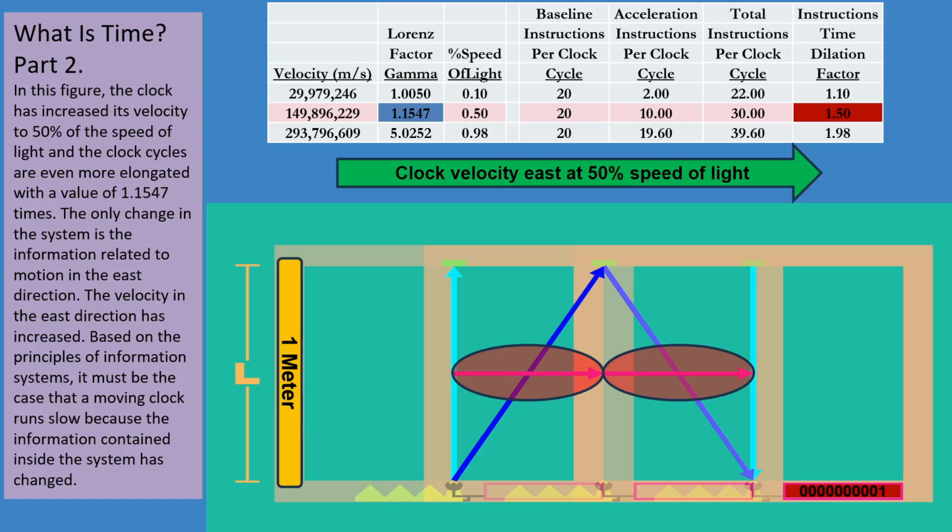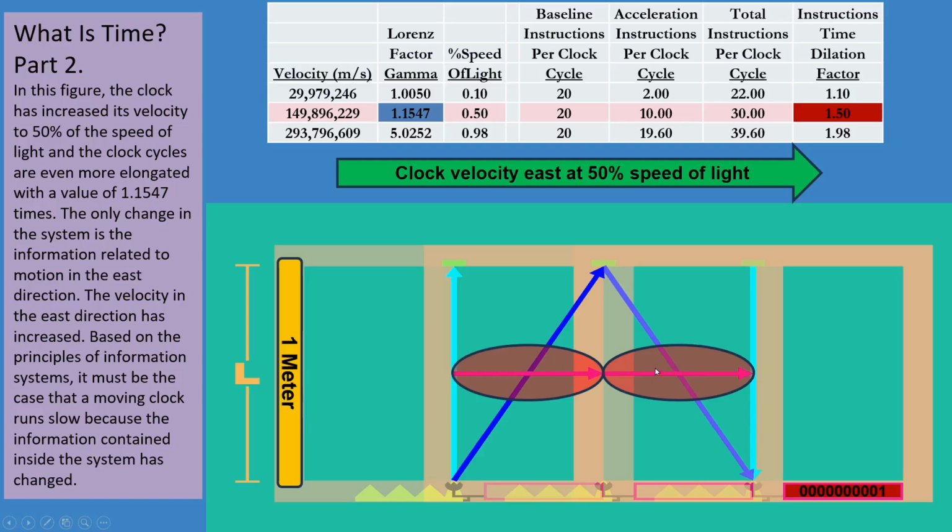Based on the principles of information systems, it must be the case that a moving clock runs slow because the information contained inside the system has changed. Now that the velocity of the clock is at 50% of the speed of light, we can see that the number of instructions that it has to process has increased. For every light pulse that travels in the north direction, 50% more instructions are needed to create the movement in the east direction. And then we have 50% more instructions in the east direction for the clock when the light pulse is moving in the south direction.